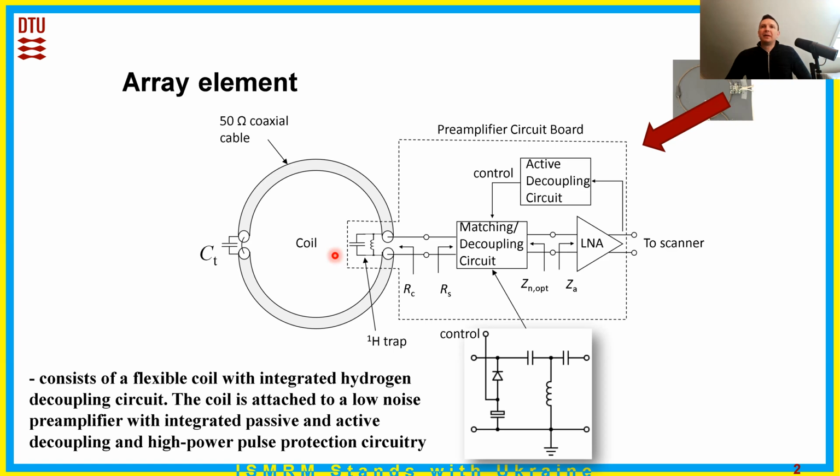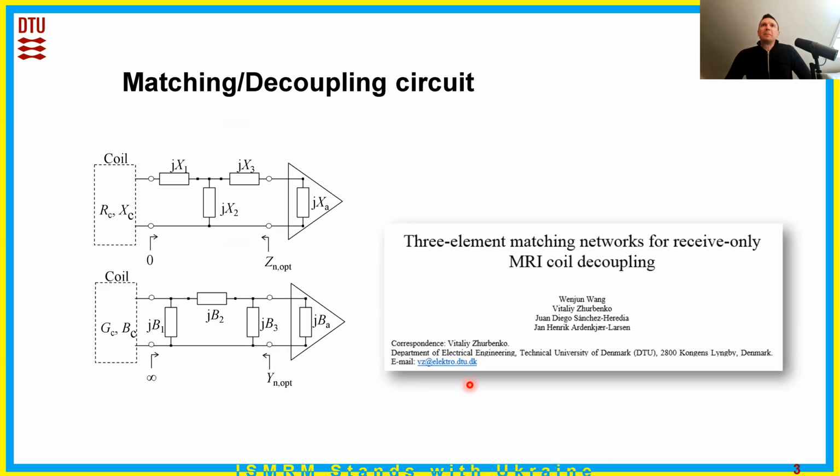The active decoupling is achieved by shortening the terminals of the coil with a PIN diode. The matching and decoupling network is based on a 3-element topology. This circuit matches the coil to the optimal noise impedance of the active device and at the same time provides minimum available impedance at the input terminals of the coil, realizing preamplifier decoupling.